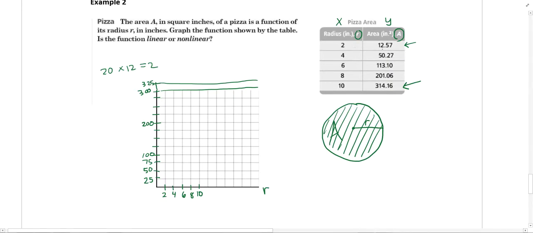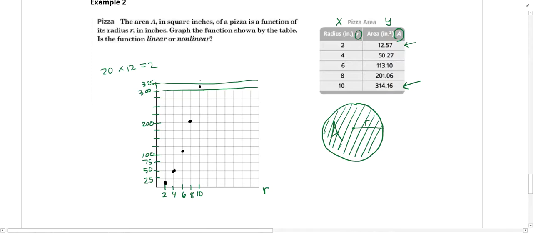So 2-inch radius is 12 inches, or 12.57 square inches. So 2-inch radius, so that's about halfway in between 0 and 25. 4 would be about 50, so we can put it very close to the 50. 6 would be 113, so here's 100, here's 125, so somewhere in between there. 8 would be 201. And 10 would be all the way up to about here.